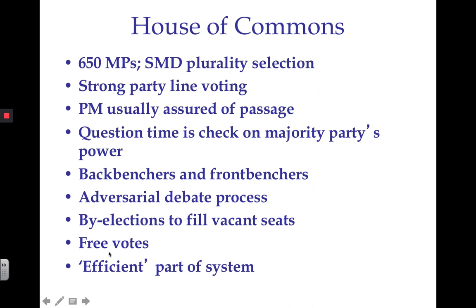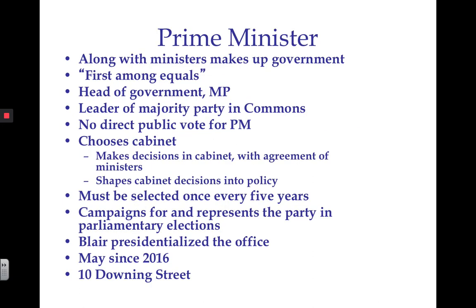And then there is a free vote that can take place within Commons, and that is for party members, or members of Parliament, I should say, when the party leadership gives them the ability to vote their conscience on a particular matter without fear of party discipline being imposed on them. And Commons is part of the efficient part of the system, along with the Prime Minister. Speaking of which, the Prime Minister is the head of government, known as the first among equals.